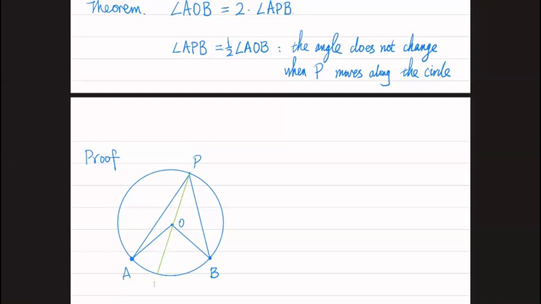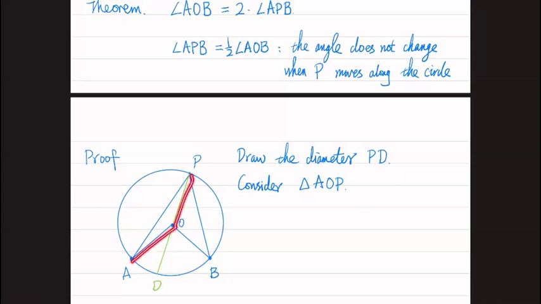Okay. All right, let's consider the triangle A, O, P. Okay, what can you say about this triangle A, O, P? Any special features about this?